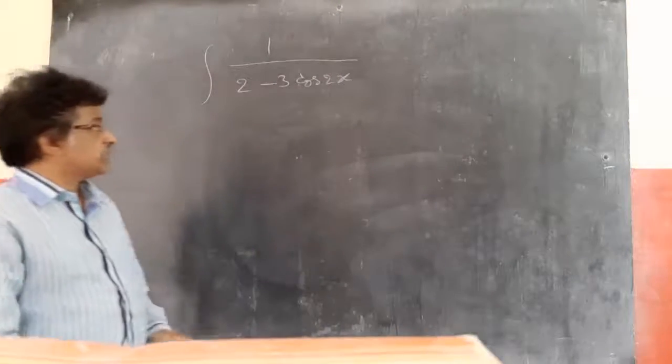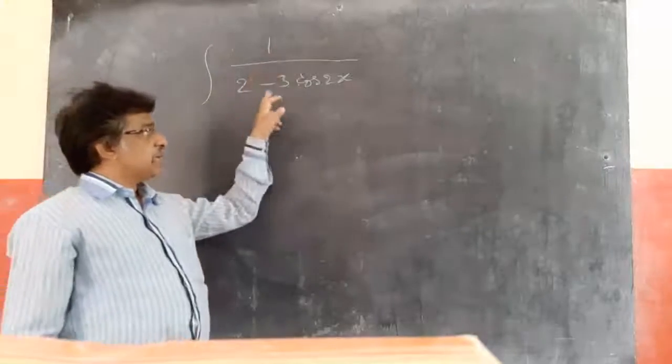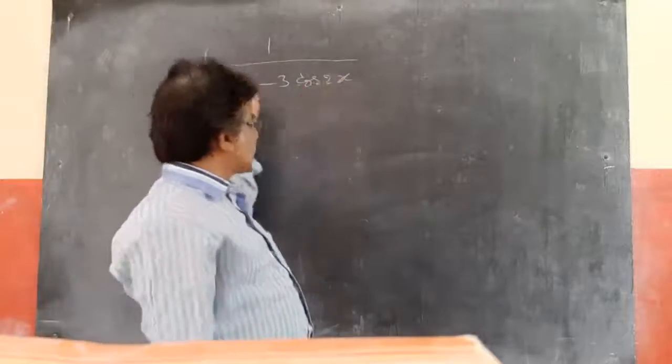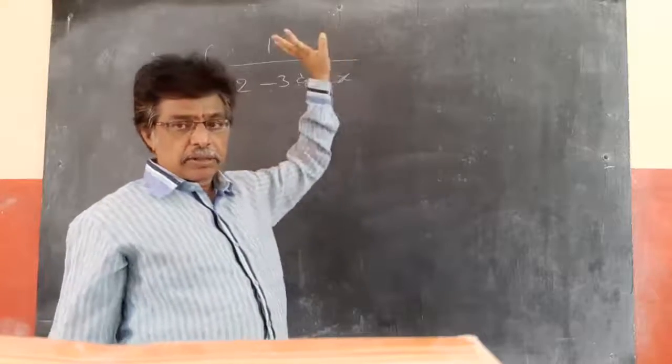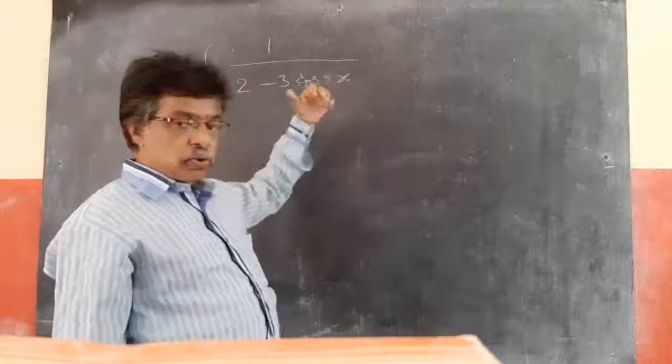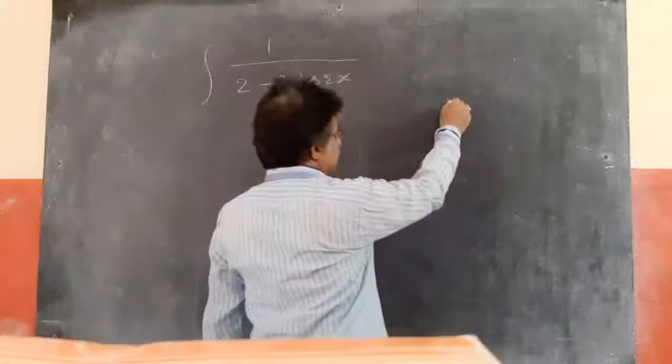One more sum of the same method. 1 by 2 minus 3 cos 2x. If you observe this, only sin and cos in the denominator, numerator 1. So same method, converted to tan. Here instead of x, we gave 2x directly. So cos 2 theta directly in terms of tan.